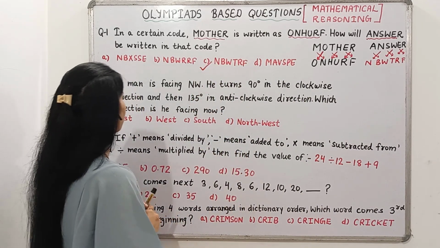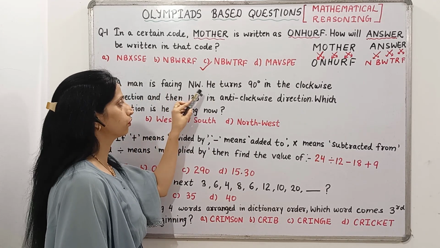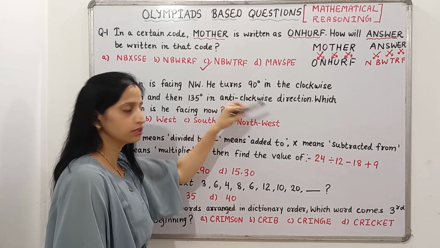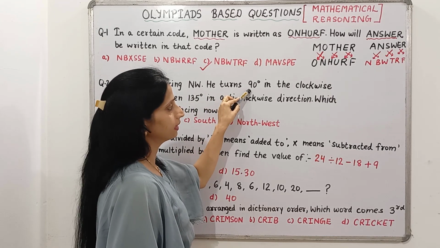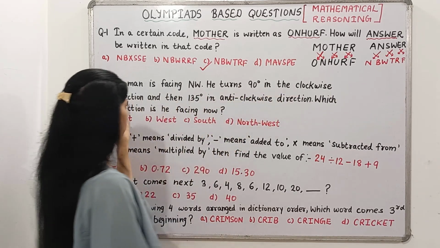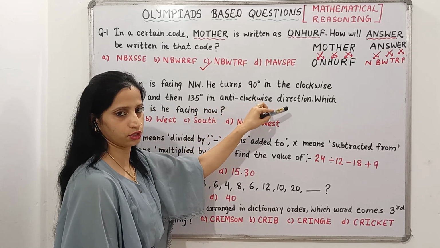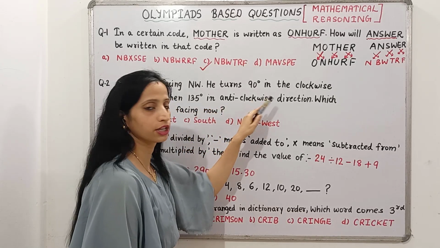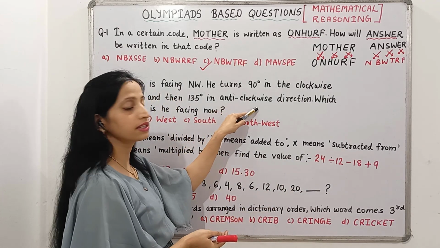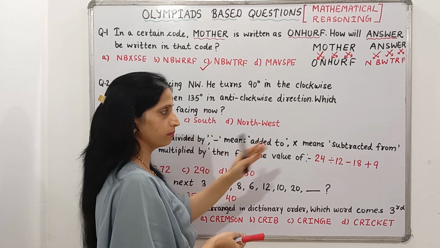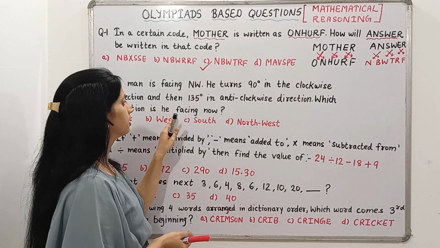Now moving on to the second question. A man is facing northwest. So this is a question of the direction. So NW stands for northwest. He turns 90 degree in the clockwise direction and then 135 degree in anti-clockwise direction. Clockwise means in the direction of the clock towards right hand side. Anti-clockwise means in the reverse direction of the clock, means towards left hand side. Okay. So which direction is he facing now?